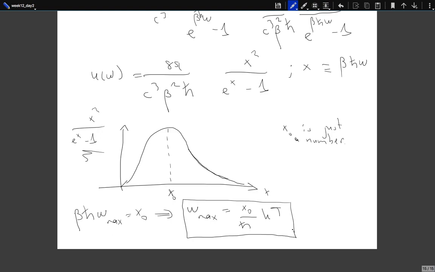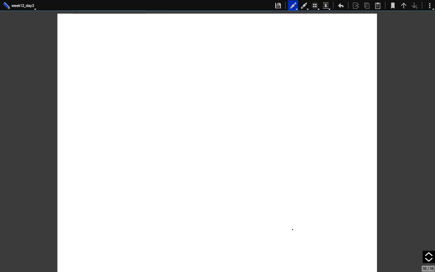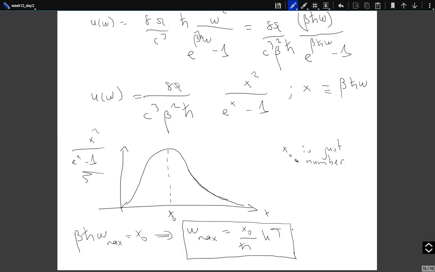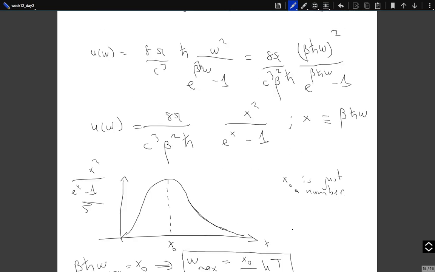The density of energy, the density as a function of the frequency, is maximum at some number that is proportional to the temperature of the system. So if you increase the temperature, you get higher and higher frequencies. Now, of course, most of the time it's not really expressed in this form.